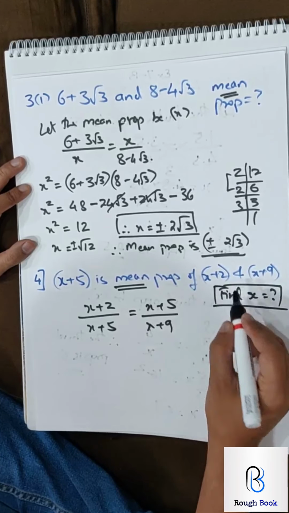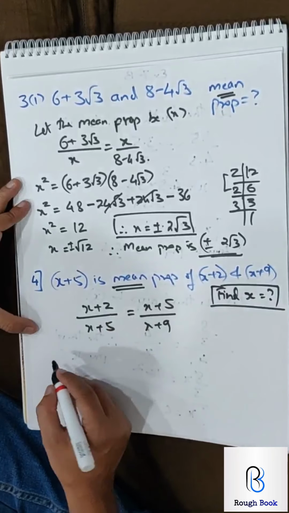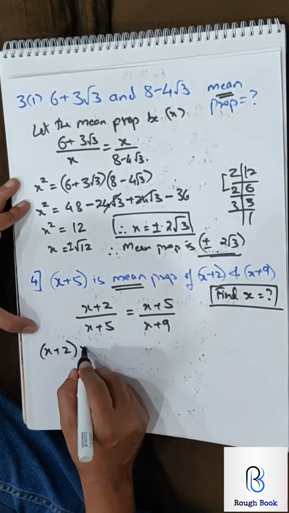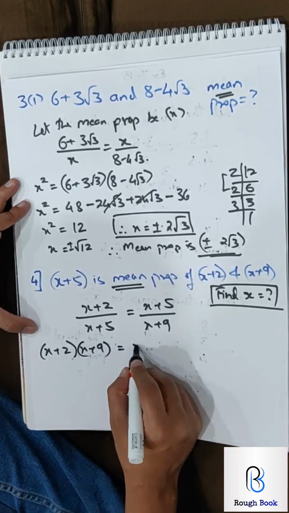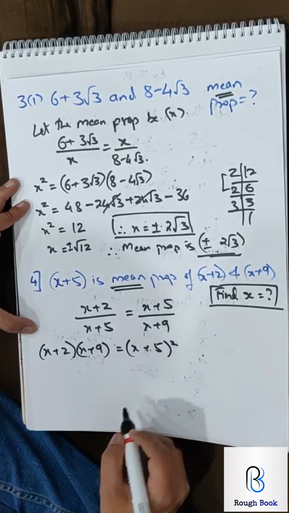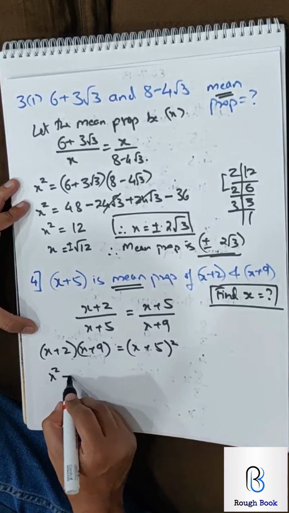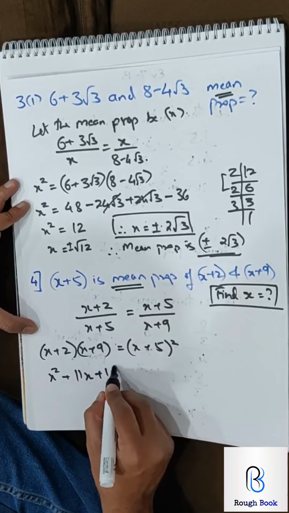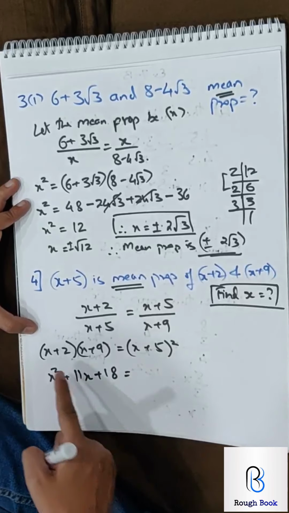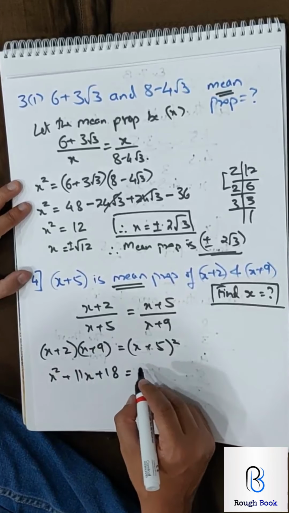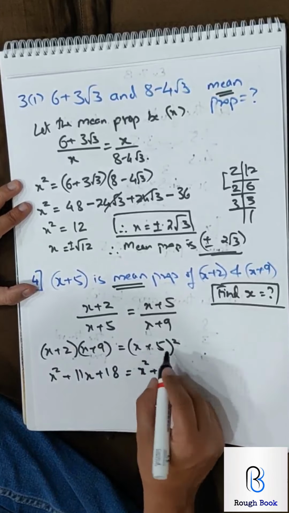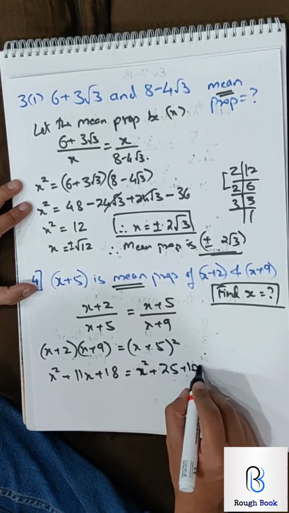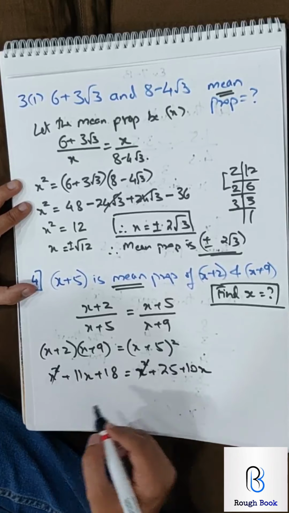So how are you going to find x? Obviously we will cross multiply and try to get the answer. So x plus 2 into x plus 9 equals x plus 5 the whole square. Mental math: x square, 9 plus 2, 11x, and 9 2s are 18. If you can't do it directly, you can open the brackets with the old method of expansion. x square, here the formula I am applying, a square plus b square plus 2ab. This gets cancelled straight away.